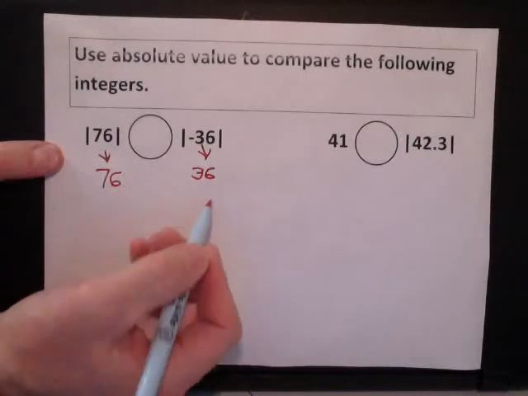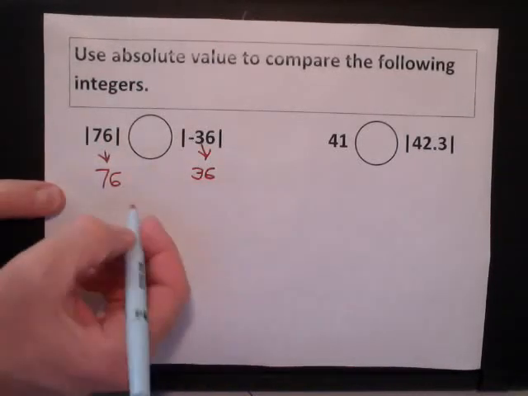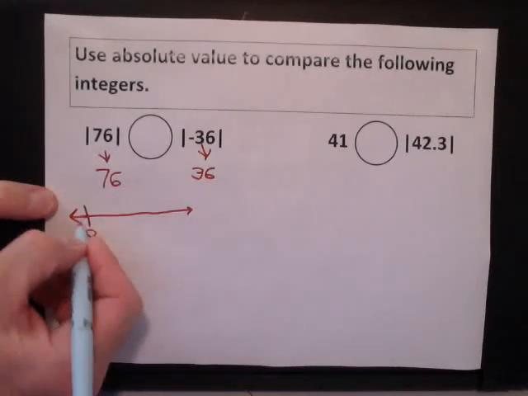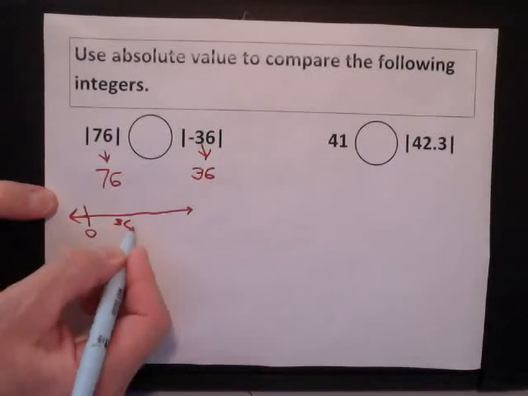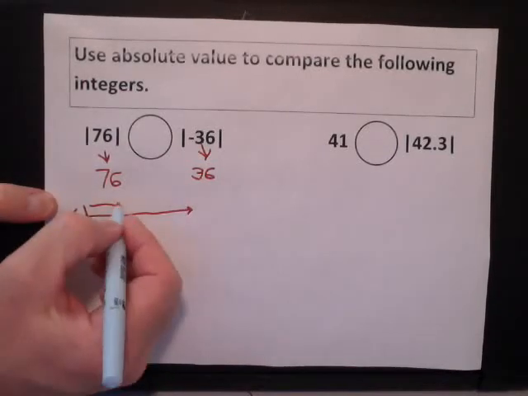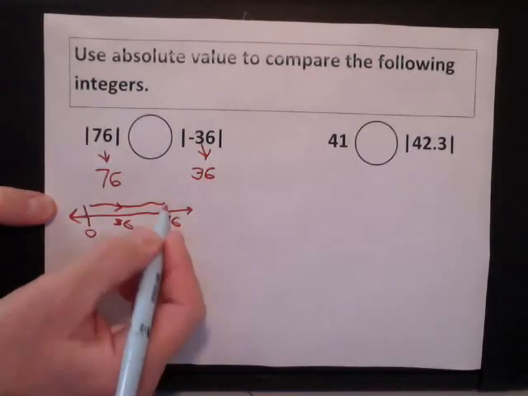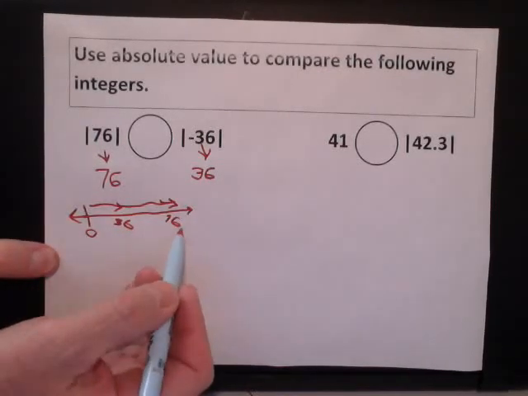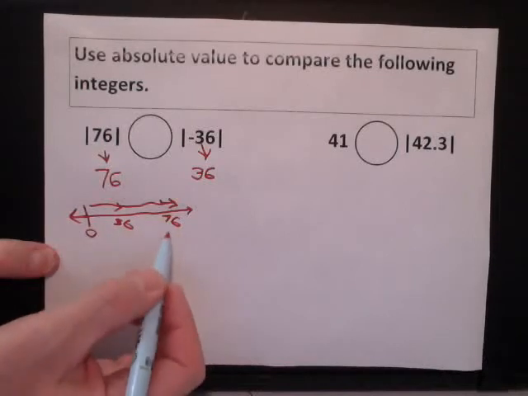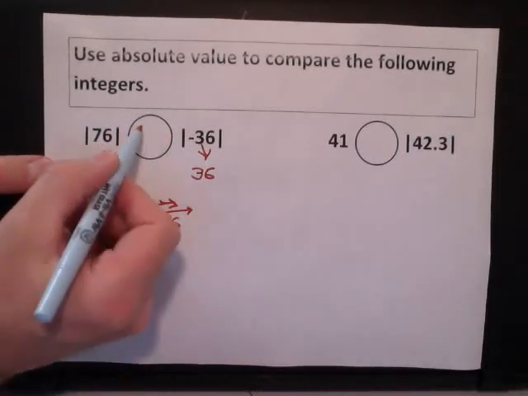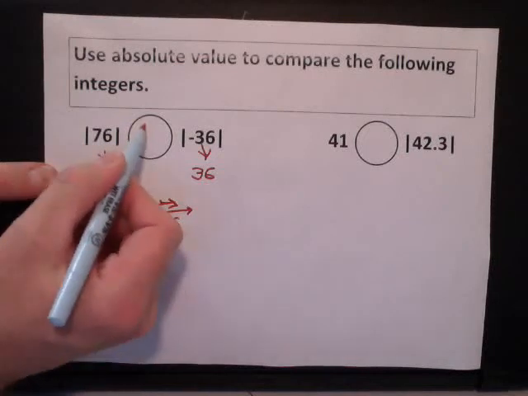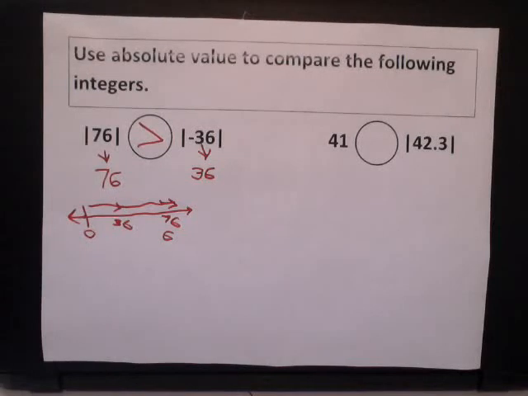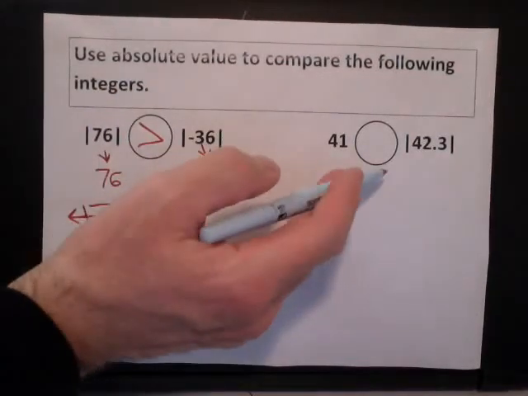Now, these are both positive numbers, and if you picture them on a number line, starting at 0, obviously 36 is what you will reach first, and then 76 you will reach last. On the number line, going further right from 0 is the greater number. So in this case, 76 is greater, so the absolute value of 76 is greater than the absolute value of negative 36. Okay?